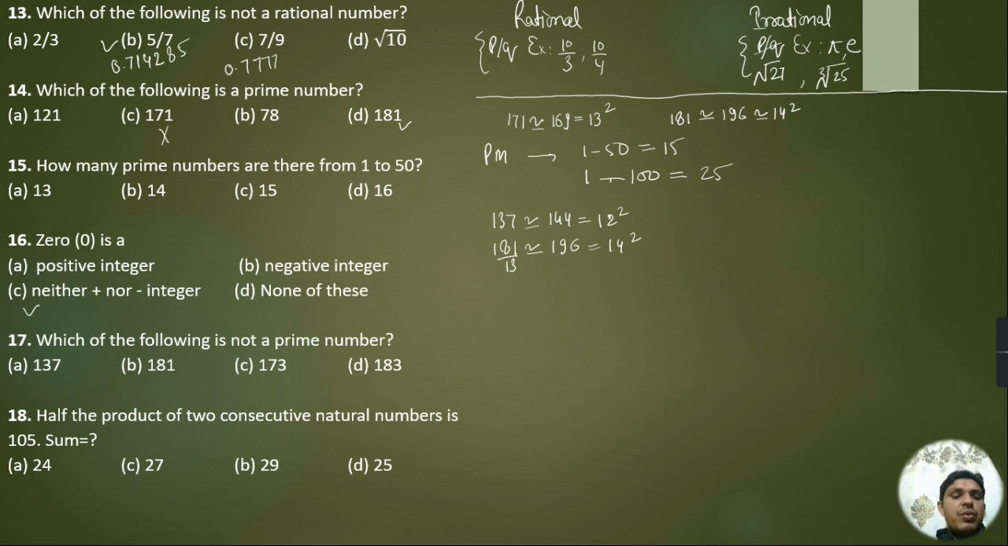181 is not a prime number. So the thing we have to find is which of the following is not a prime number. That means 181 will not be a prime number.